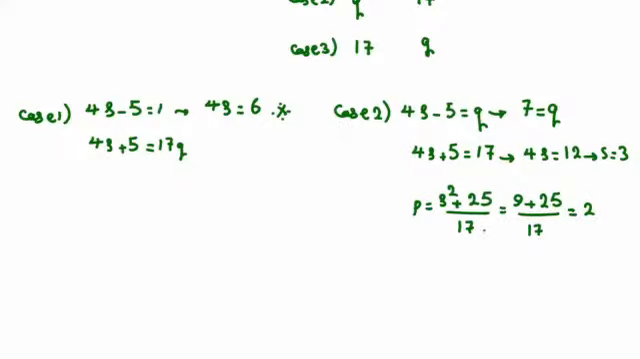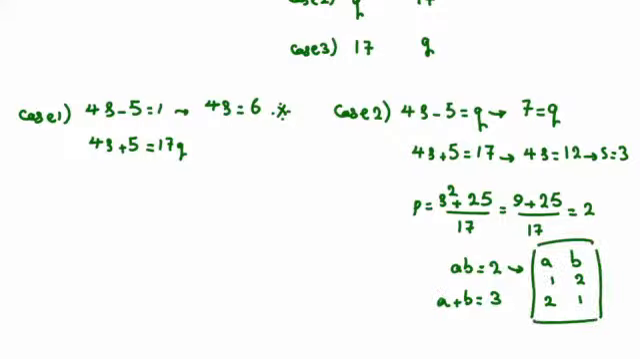So the product is 2 and the sum is 3. So ab is 2, a plus b is 3. Because ab is 2 and a and b are positive integers, one of them is 1 and one of them is 2: 1, 2 or 2, 1. And it satisfies the sum. So it is exactly the case that we found. Again, draw a rectangle around this. Let's consider the last case.